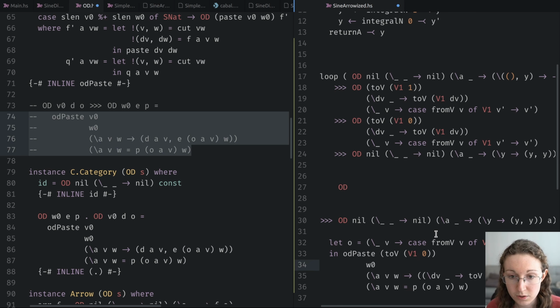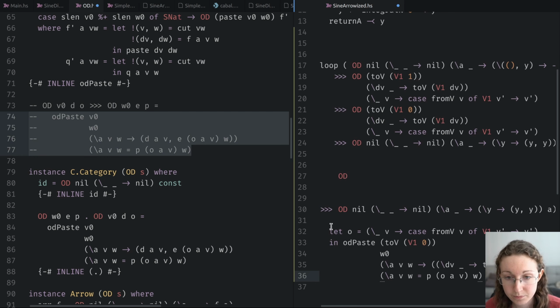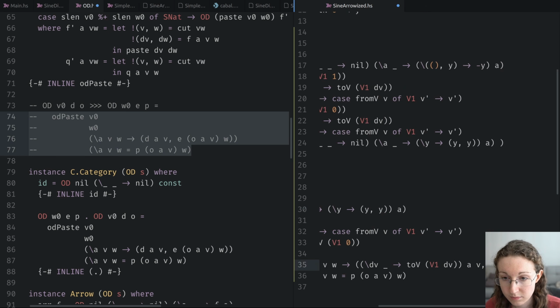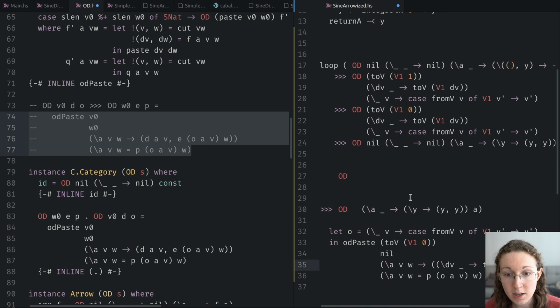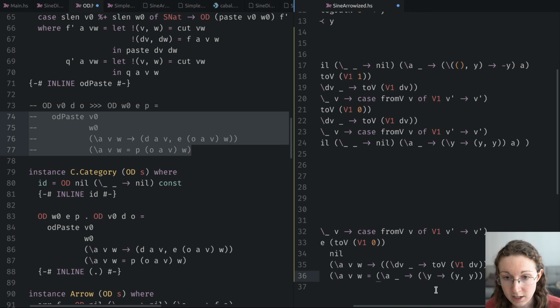And the GHC optimizer would also do something very similar, because GHC doesn't want to duplicate code and duplicate work unless it sees some good reason to do so. So let's just introduce a shared binding there. And then we have W0, which is this guy. So that's going to be substituted in here. Then E is this, and E is only used once, so we can just inline this directly. And finally P, which is this, and P is also only used once, so we can inline that in right here.